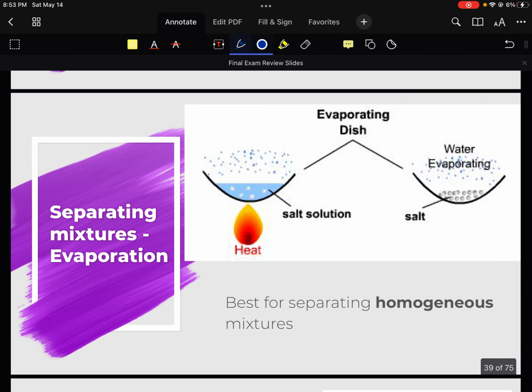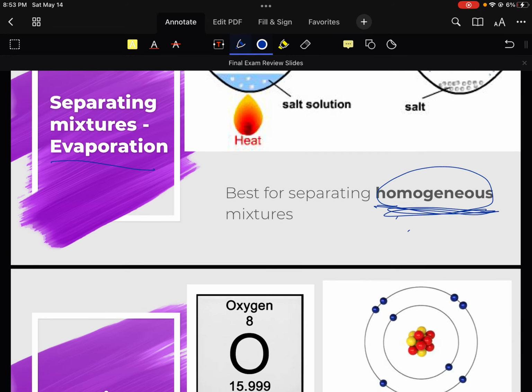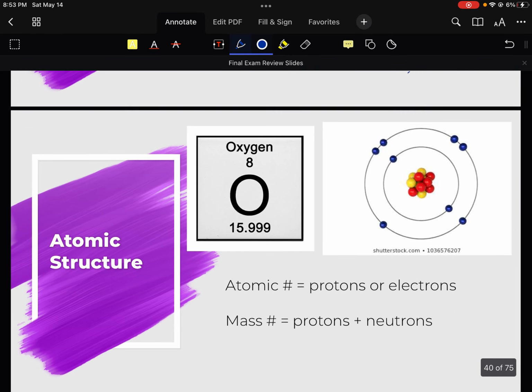Then if we want to separate a homogeneous mixture, we can use evaporation. So this is when we could take the salt solution and then we see the water is evaporating and then we're just left with the salt. So remember, evaporation is great for homogeneous mixtures. That way we can just get rid of the water and then leave whatever the substance was that was dissolved.